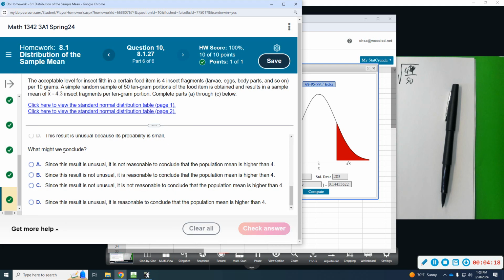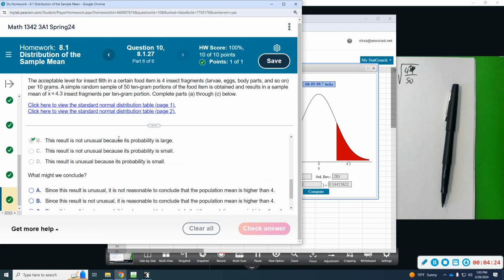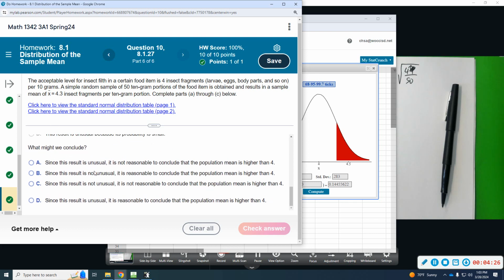And 6, what might we conclude? Okay, so we said it was not unusual, so we're still looking at not unusual. So since the result is not unusual, it's not reasonable to conclude the mean is higher than 4. So since it's not unusual, seems like that's a reasonable estimate that the mean is not greater than 4.